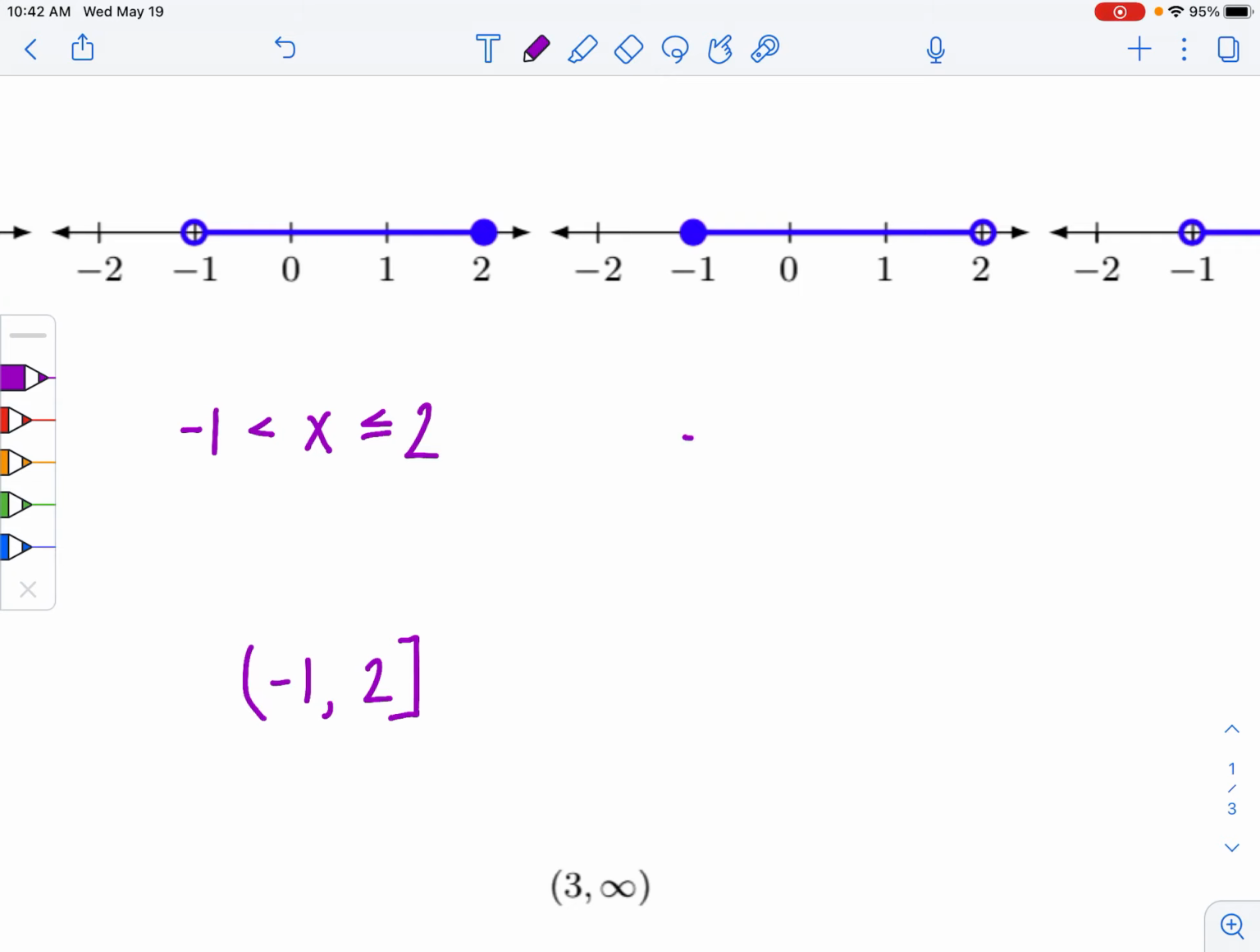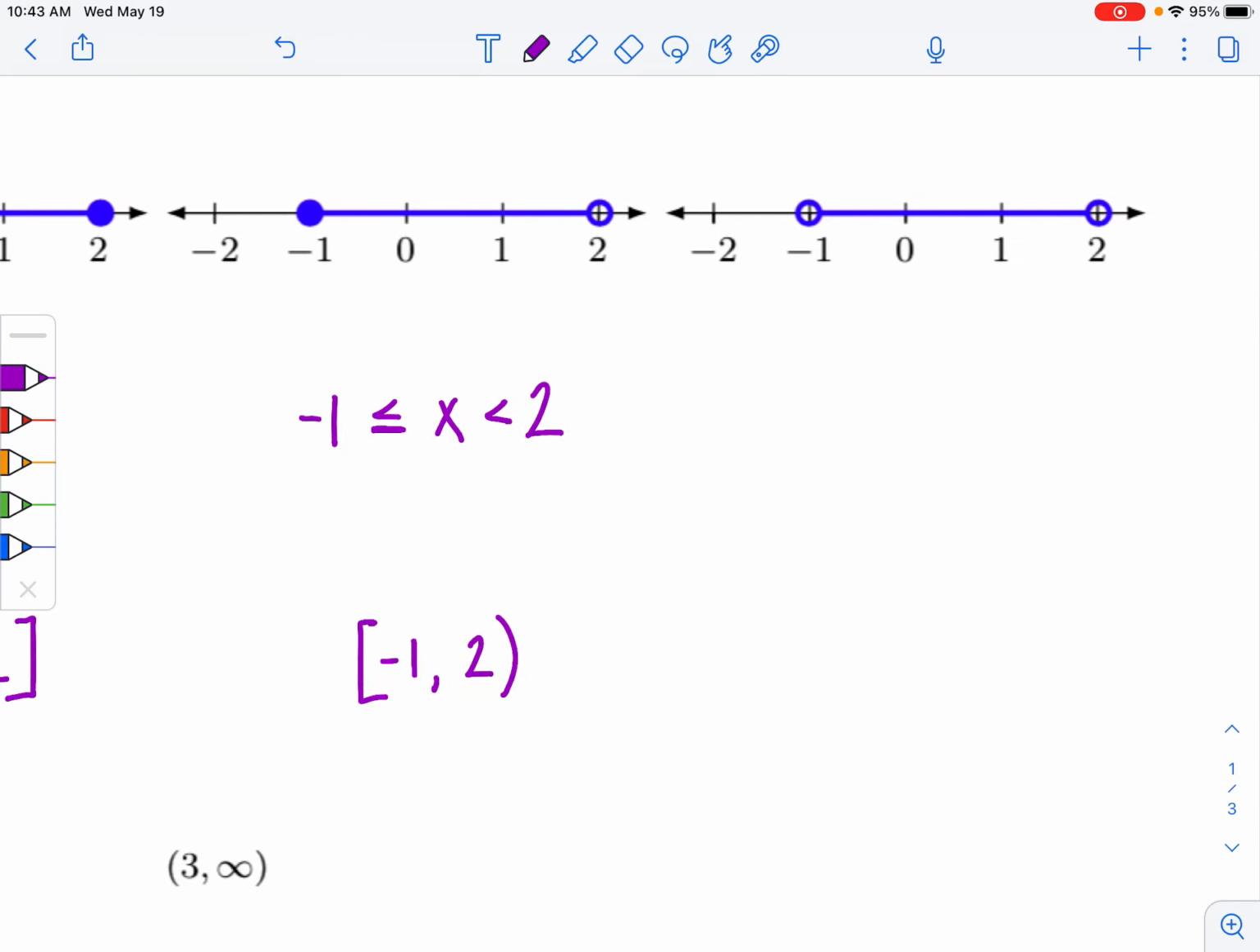Next one, still boundary of -1. This time I'm including it, so I'm going to draw that extra line. And this time 2 is open, so it's going to be just a less than symbol. The bracket will go at the -1. 2 will have a parenthesis. I'm not including 2. I'll get really, really close, but will not include it.